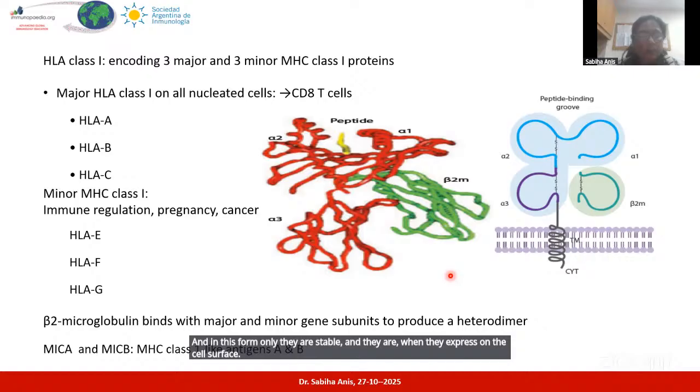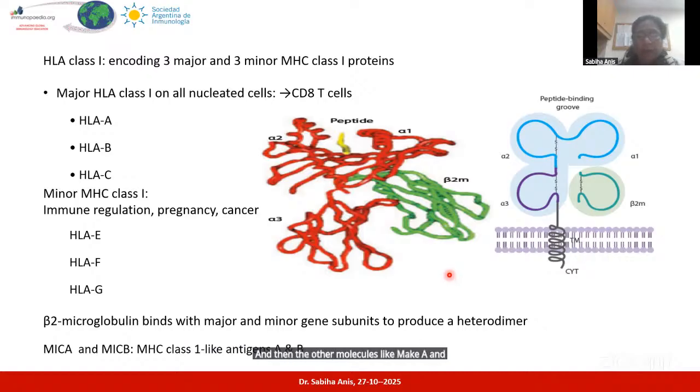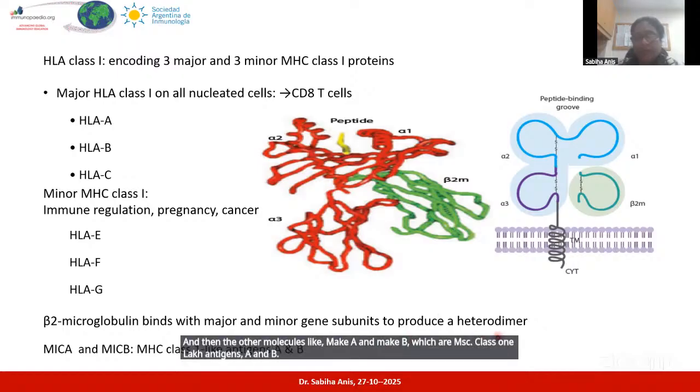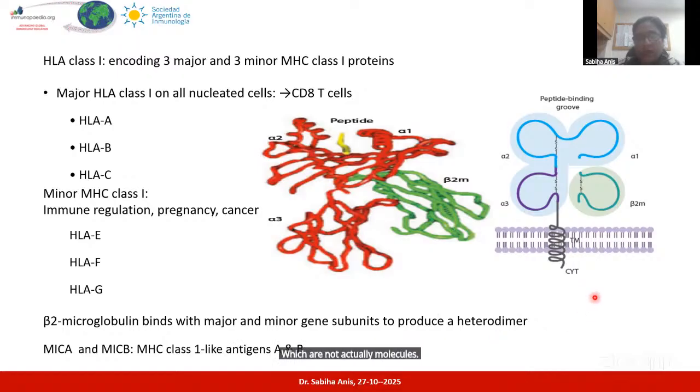And then there are other molecules like MIC-A and MIC-B, which are MHC class 1 like antigens A and B, which are not HLA molecules, and they have other functions.